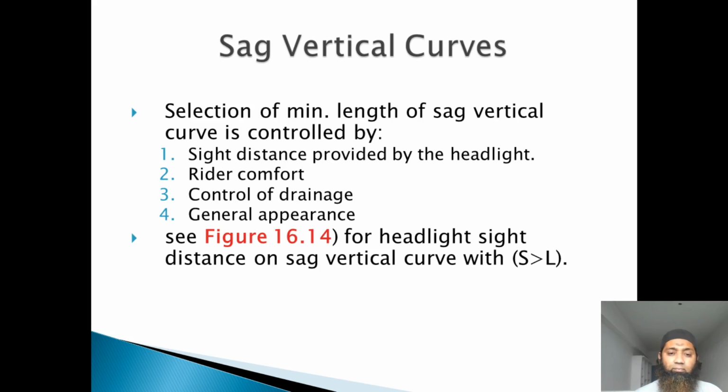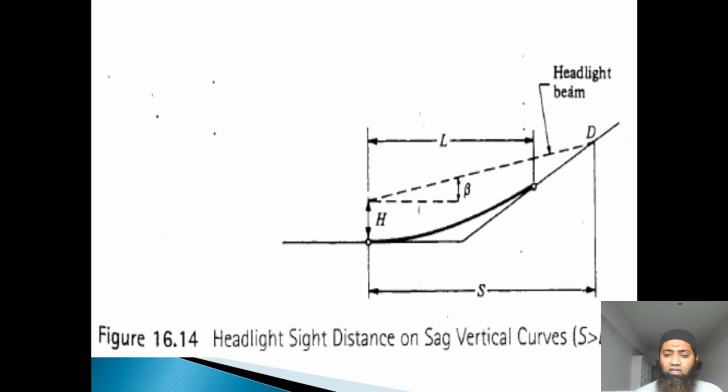You can see the general appearance should be proper enough for the design of sag vertical curves. You can see this figure in the next slides. For headlight sight distance sag vertical curve, S is greater than L. So you can see here S is greater than L, stopping sight distance is greater than L. At that time we'll have to provide a sag vertical curve in this way. It should be this. You can see here how the points are meeting and what the intersection points are, and what H, beta, L and D are. All these have been mentioned here.